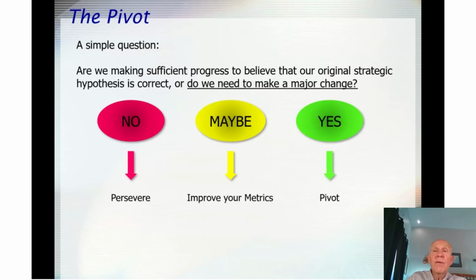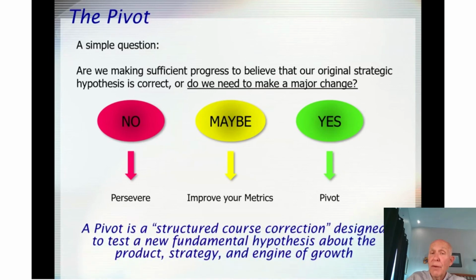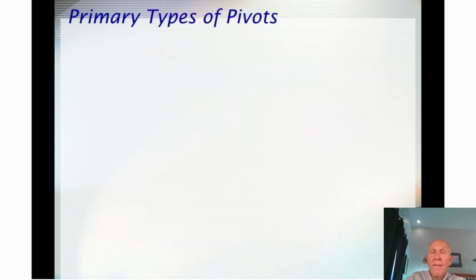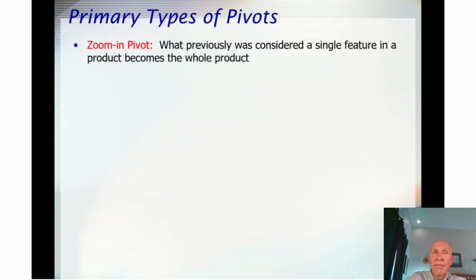People don't like what we're showing them. Then you execute what's called a pivot. And that's a very common term in the industry. And a pivot is nothing more than a structured course correction designed to test a new hypothesis about the product or the strategy or the engine of growth. And if you read his book, there are dozens of different kinds of pivots. But I thought I would give you several examples of the most important pivots.